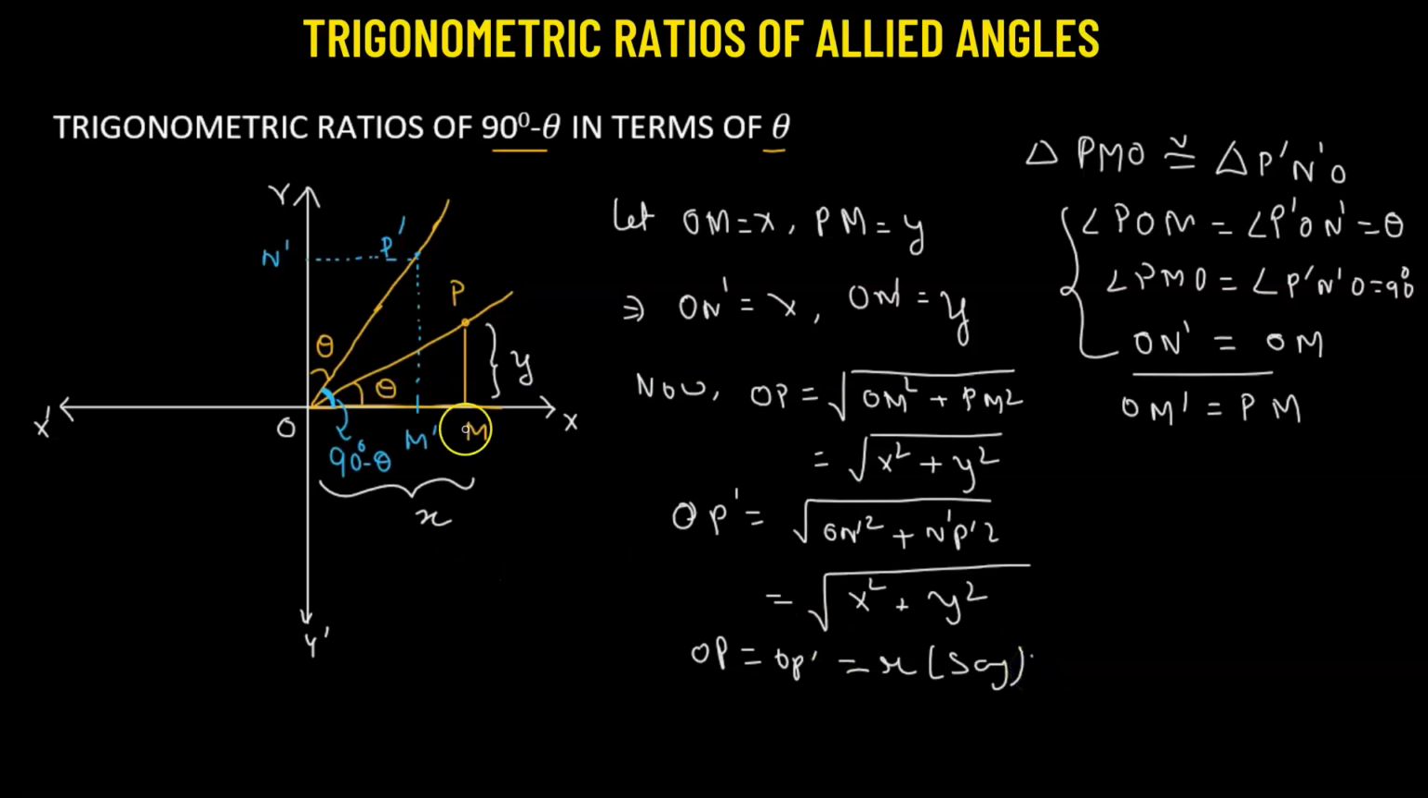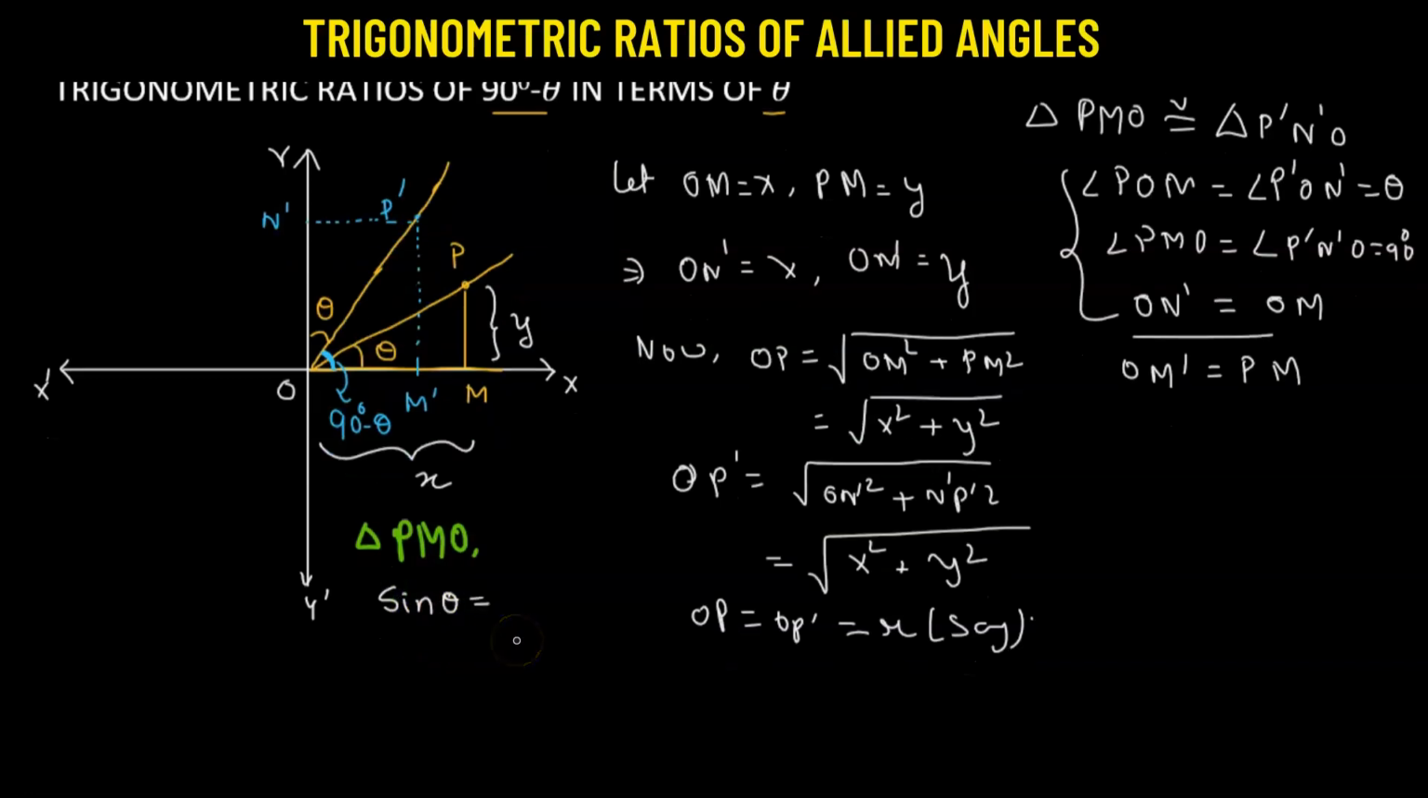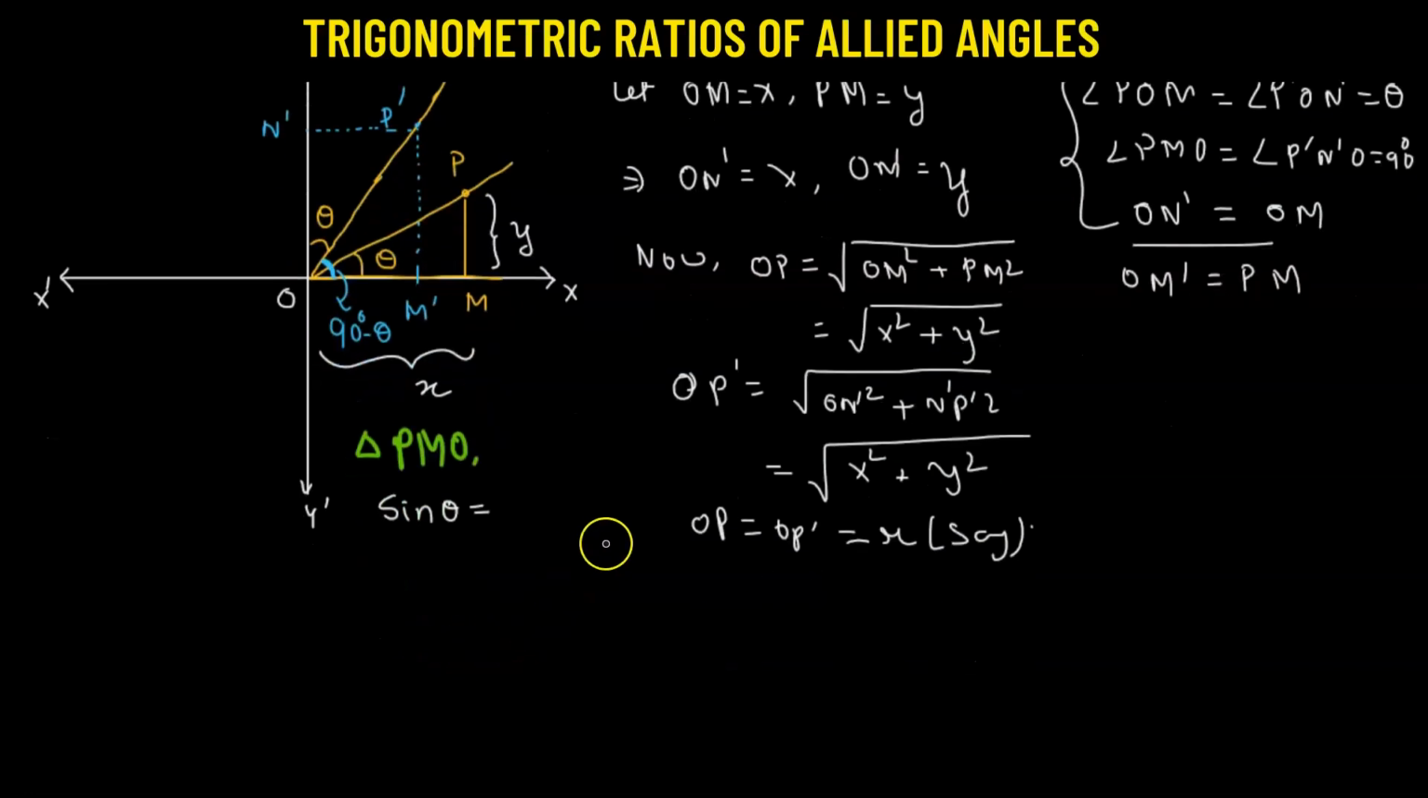Now what we can do, we will consider the triangle PMO. So in triangle PMO, let's begin by first defining sine theta. Sine theta is PM divided by OP. We have already defined PM as Y, so we have Y over R. So this is the value of sine theta. We're going to label this as number 1.